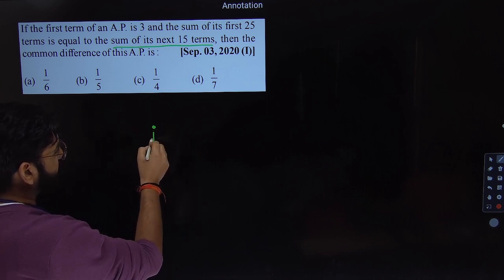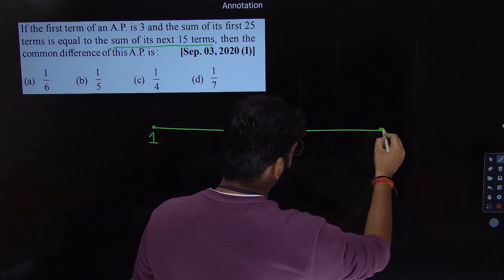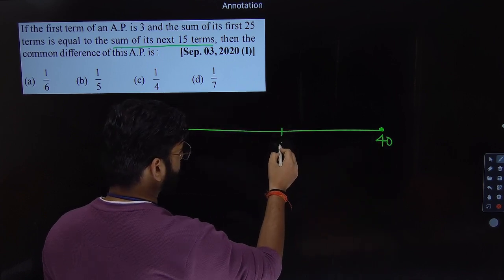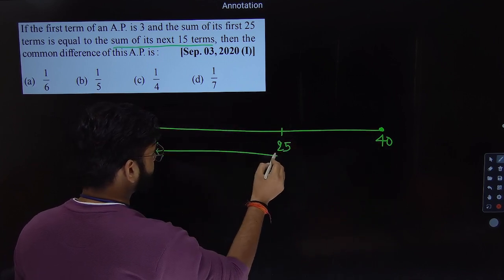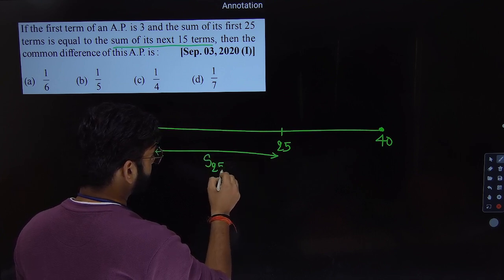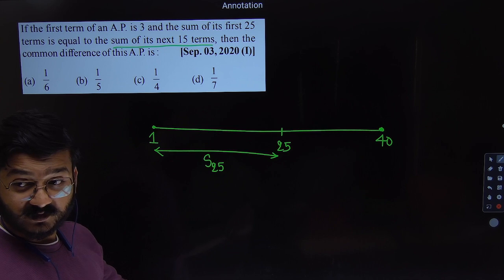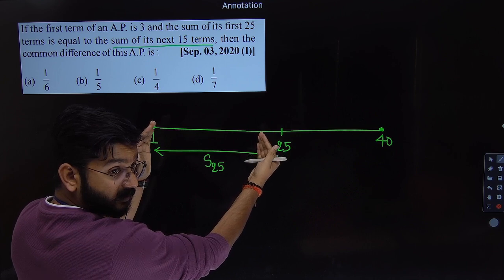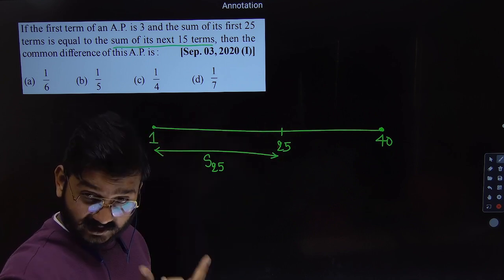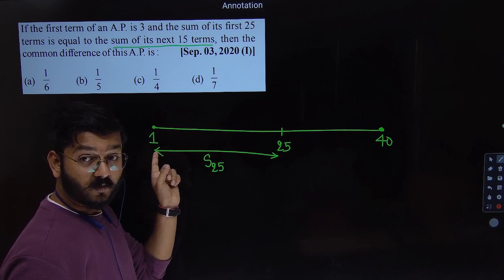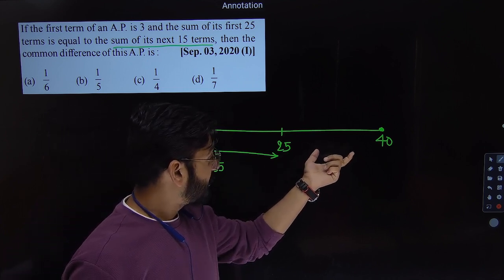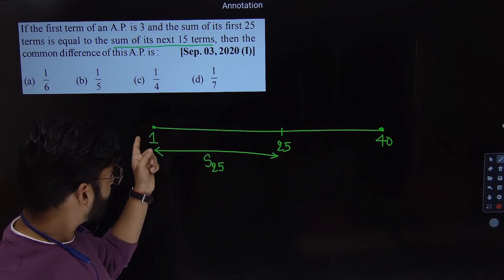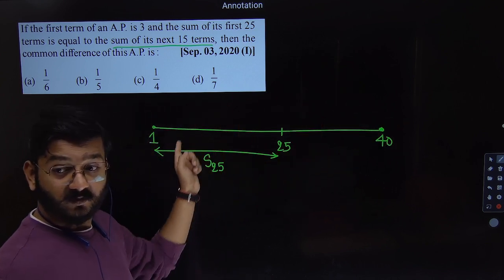So you are starting from here, the first term. 25 plus 15 is how many? 40. And this is 25. So this is S25. Correct? Now what will be the sum of next 15 terms? This much minus this. Because whenever you write Sn, it should always start from where? 1. If someone asks you for the sum of next 15 terms, you have to do the adjustment from the first term itself. So 1 to 40 minus 1 to 25.